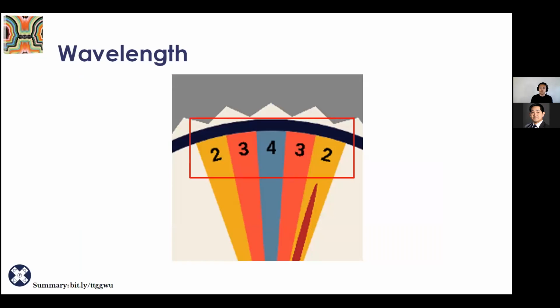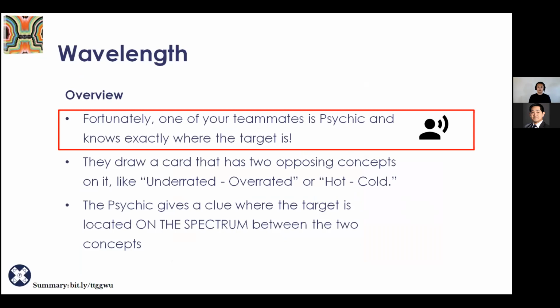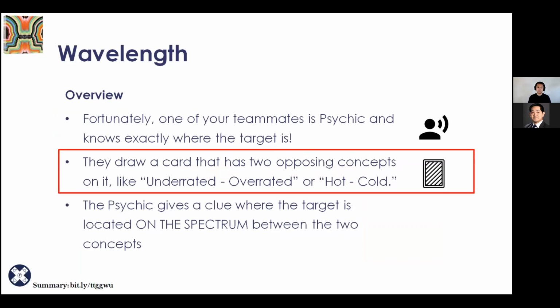So the two slices all the way to the edge are worth 2 points. The ones next to them are worth 3 points. And then the one dead center in the middle is worth 4 points. All right, so fortunately, because you usually have to guess where this target is, one of the people on your team, just like Codenames, is a psychic. And that person knows exactly where the target is behind the screen because they've seen it, but their teammates have not.